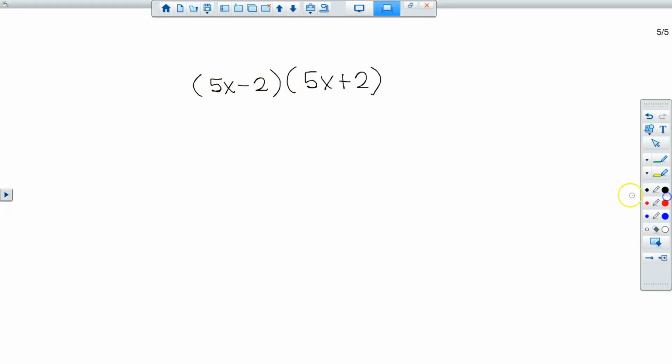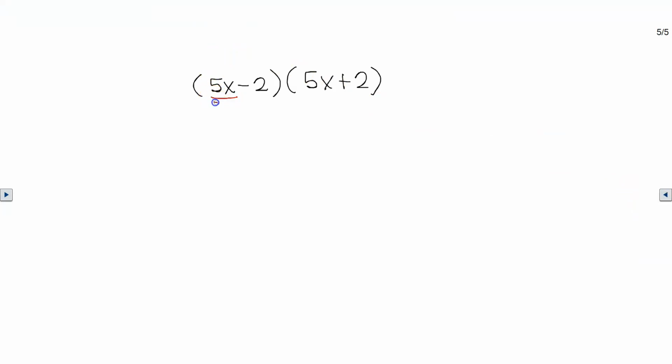All right, now, for our next problem, let's do 5x minus 2 times 5x plus 2. Now you'll notice here again, this is a binomial times a binomial. Two terms multiplied by two terms. So we're going to approach this the same way we have on all of the others. We're going to start with our first term in that first polynomial, and we're going to multiply it by everything over here in the second one.